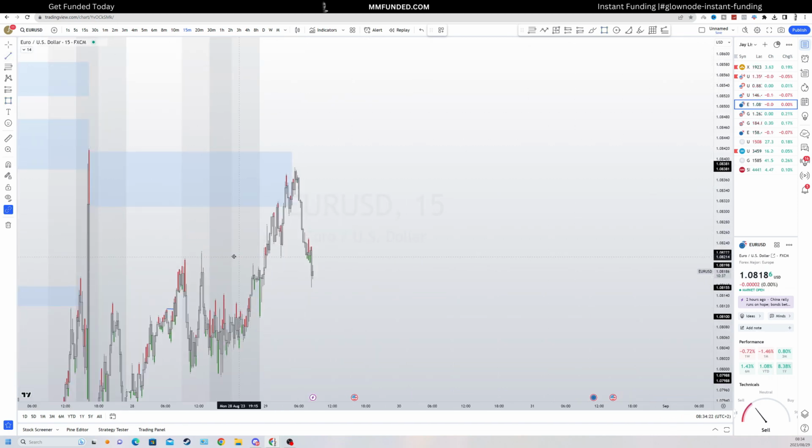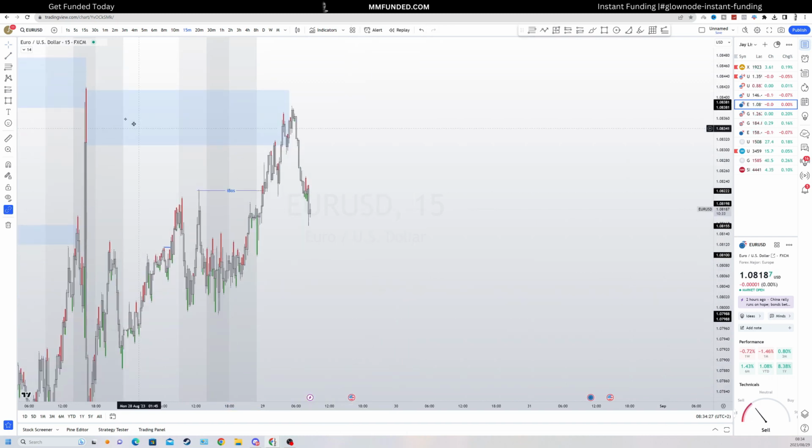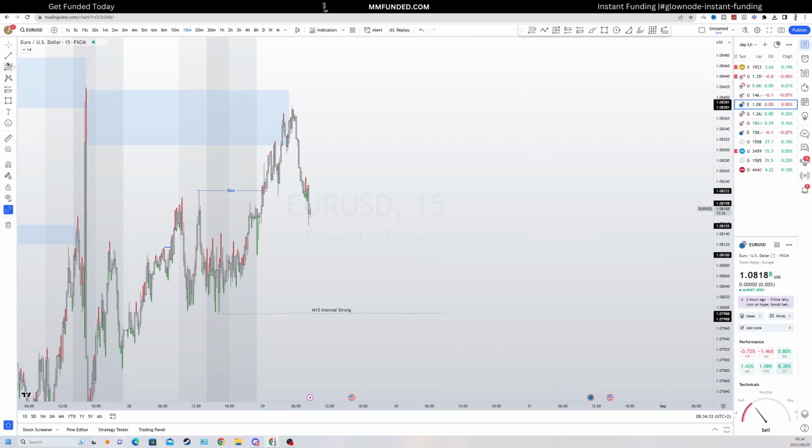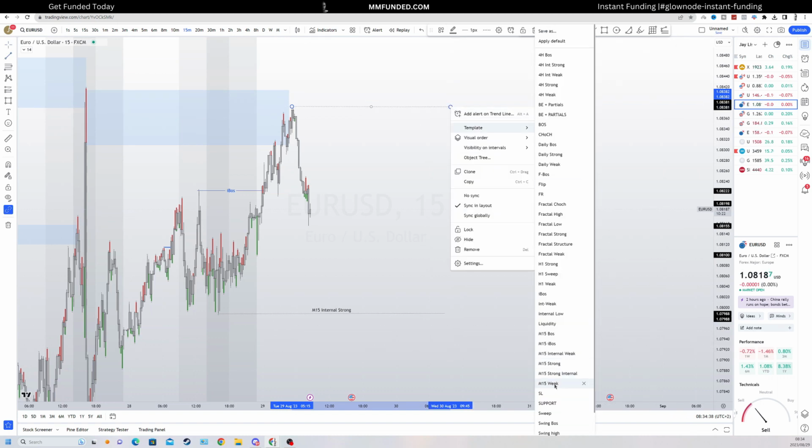Okay, so most recently internal structure, we've had this internal break of structure to the upside, which was created by our internal strong low, which leaves behind our M15 internal weak high.